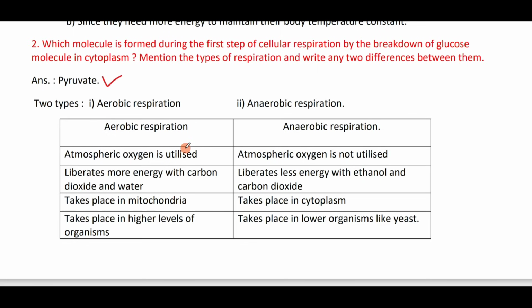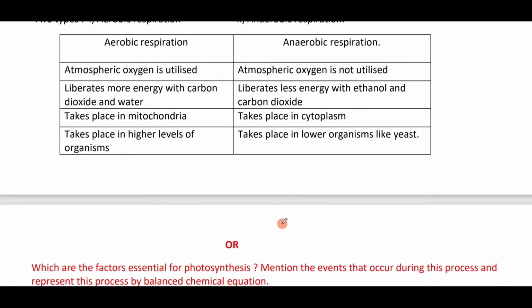The types of respiration are aerobic respiration and anaerobic respiration. Atmospheric oxygen is utilized in aerobic respiration. In anaerobic respiration, atmospheric oxygen is not utilized. Aerobic respiration liberates more energy with carbon dioxide and water. Anaerobic respiration liberates less energy with ethanol and carbon dioxide. Aerobic respiration takes place in mitochondria. Anaerobic respiration takes place in cytoplasm. Aerobic respiration takes place in higher organisms. Anaerobic respiration takes place in lower organisms like yeast.